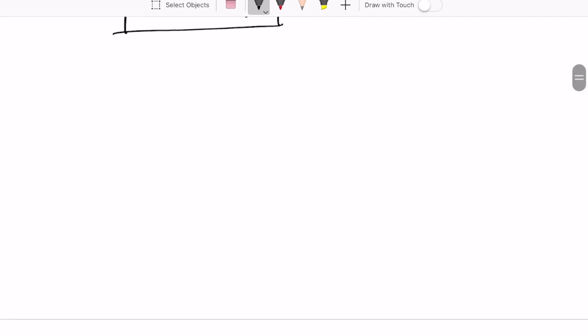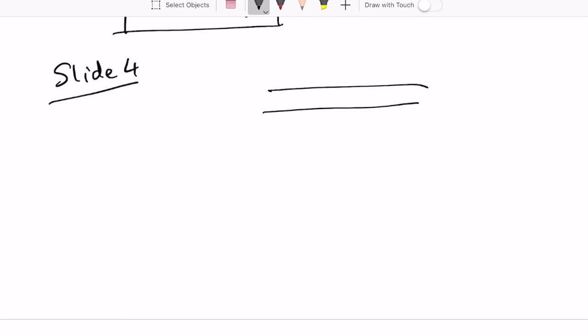So this is slide 4. It's saying that a 100 Newton force acts on a bullet in the barrel of a gun. So here is the barrel of the gun, and the bullet is somewhere at the back over here.